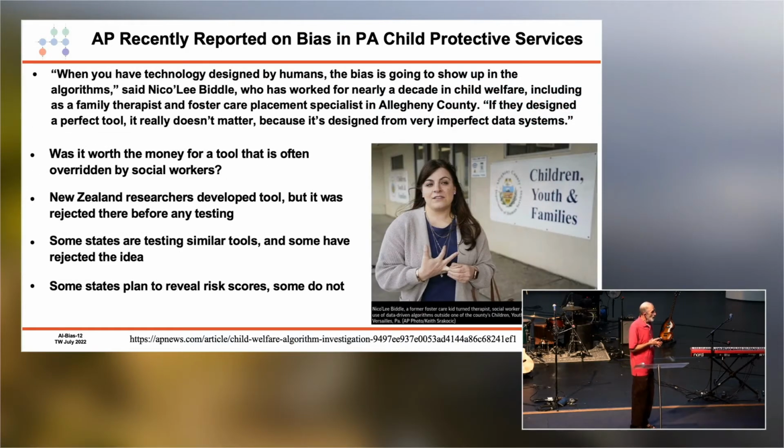Now, this woman here is an expert in the area, and her opinion is that bias is going to show up whenever you have technology designed by humans, and even a perfect tool wouldn't work. It's the same thing about having bad data coming in. So, the question I have is, was it worth the money for a tool that's often overridden by the social workers? This was developed in New Zealand, but their government rejected it, so we're not going that way. And some states are testing similar tools, and some have rejected the idea. And some states plan to reveal the risk scores, and some do not.